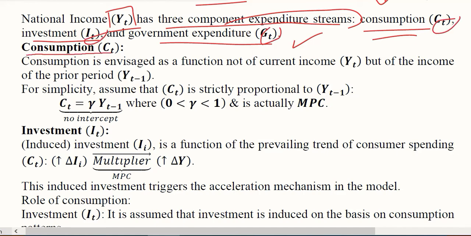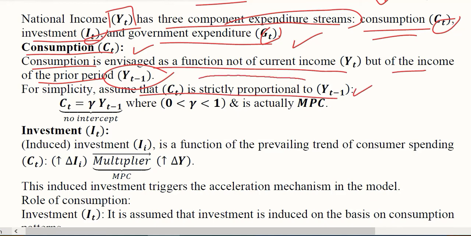Now we start with the first one, which is consumption. Consumption is envisaged as a function of not the current income, but rather the income from the prior period, because it usually happens that people work for 1 month, for example, and they get their wages or salaries in the next month or at the end of the current month. So they spend that amount, or it becomes their income for the next time period. It means that if we are consuming now, it is basically earned in the last time period, that is Y_t minus 1. So this is a more realistic consumption function.